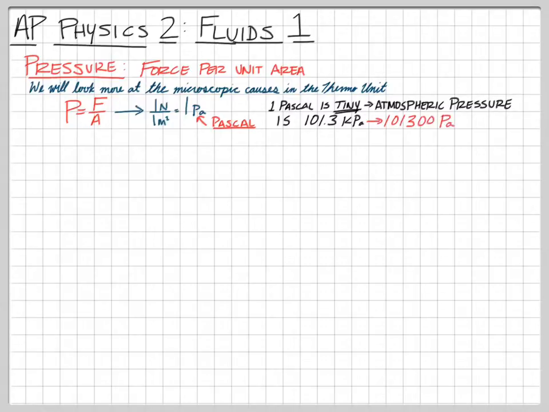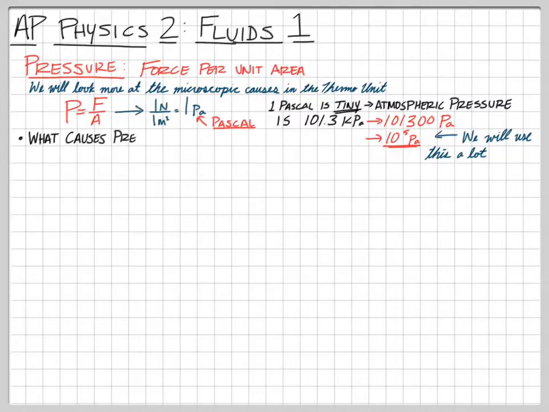Better yet, 101,300 pascals. Most of the time, we're going to write that as 10 to the 5th pascals. So 10 to the 5th pascals is 1 atmosphere. That's how we go back and forth between atmospheric pressure. We are going to just use pascals. We're not going to use atmospheres very much. So it's going to be good to know that 10 to the 5th pascals thing. We're going to use it a lot. You're going to need it.